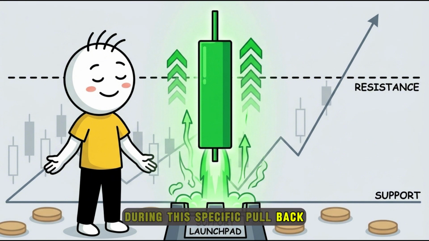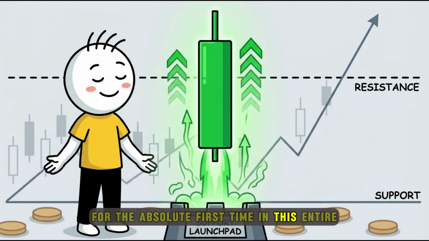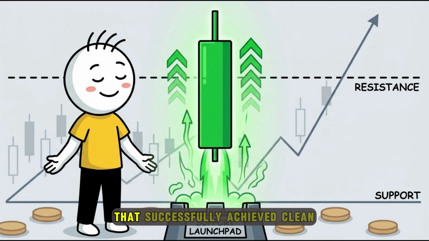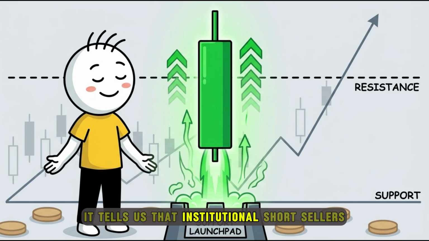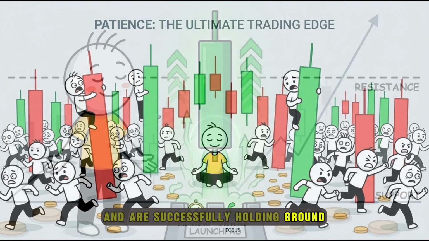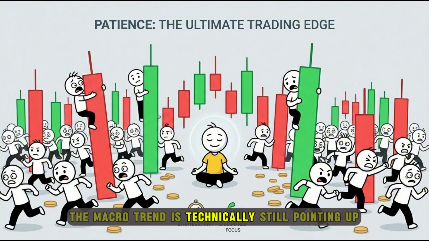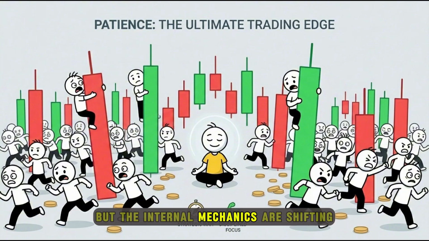During this specific pullback, for the absolute first time in this entire multi-hour uptrend, the market printed a low close bear candle that successfully achieved clean, consecutive downward follow-through. This is a massive red flag. It tells us that institutional short sellers have actively entered this price zone and are successfully holding ground. The macro trend is technically still pointing up, but the internal mechanics are shifting.